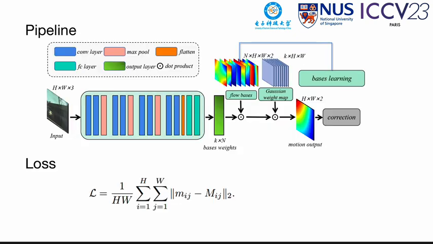This is our pipeline. We input a single image, and after the neural network outputting the basis weights, we use the learned flow basis and the designed Gaussian weight maps to make dot product and output the correction flow map of size h by w by 2. Our loss function is like the optical flow loss function.